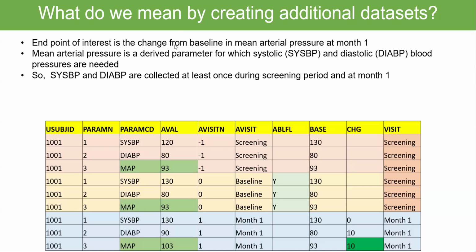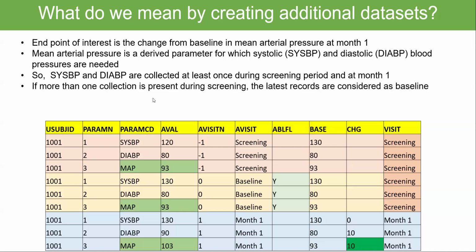So as we wanted to see the change, we should have collected the data for systolic and diastolic blood pressure at least once during the screening period and also at the specific time point of interest. Here in this case, it is month 1. But mean arterial pressure is a derived parameter for which we need to have systolic and diastolic blood pressure collected. So for collection, we'll make it in terms of systolic and diastolic blood pressure at 2 different time points.